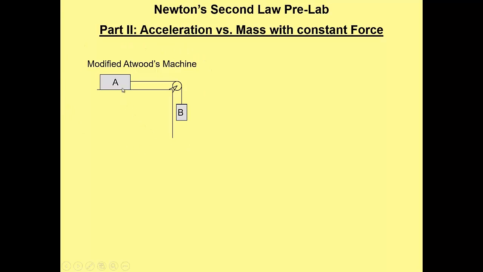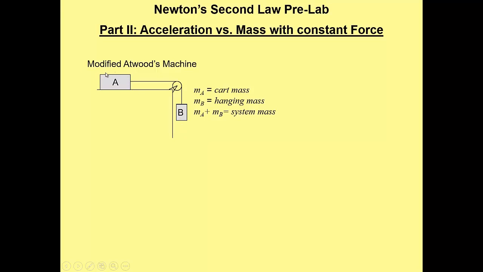Now remember here, A is the cart, right? So MA is the cart mass. B is what we call the hanging mass. And these two together make up what we would call the system mass if we look at it as a system. And that's the way we're going to do this part of the lab. So we're going to look at it a little differently.